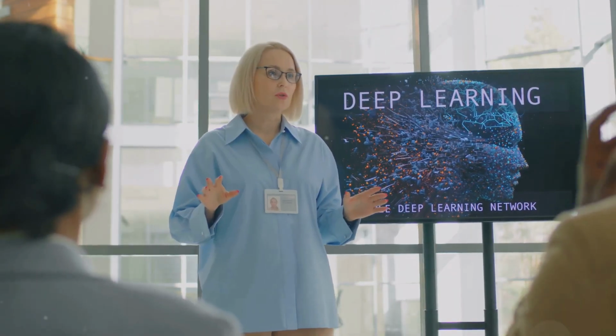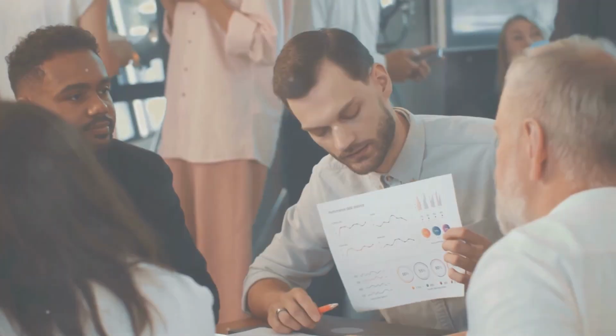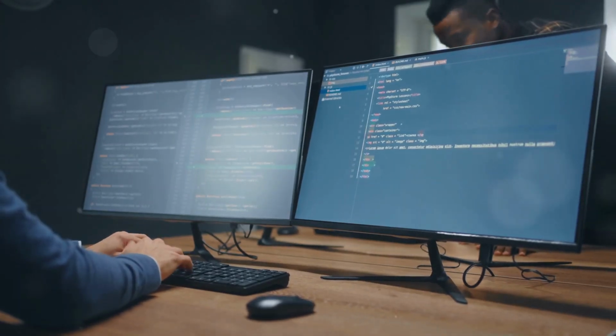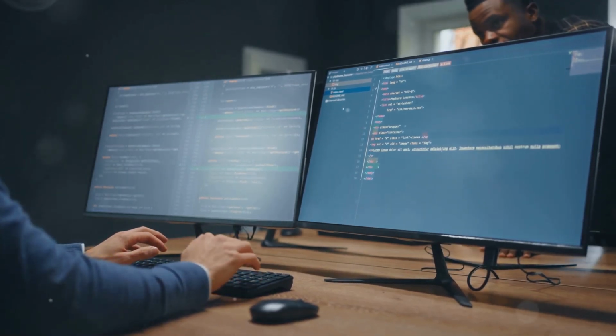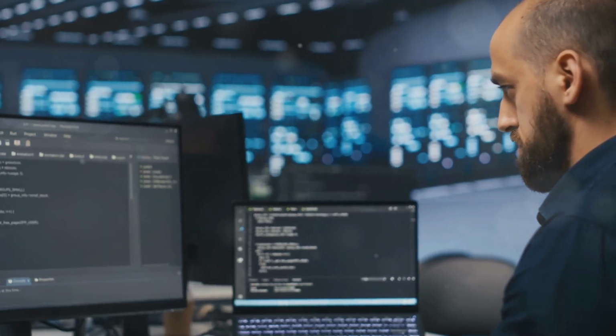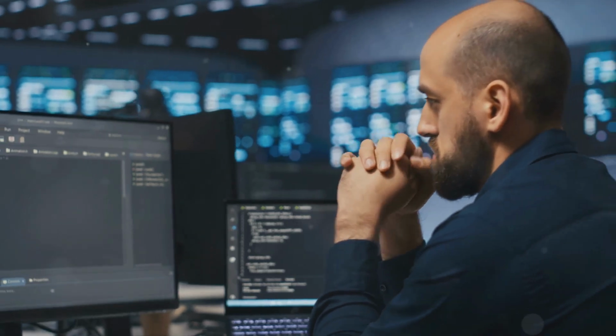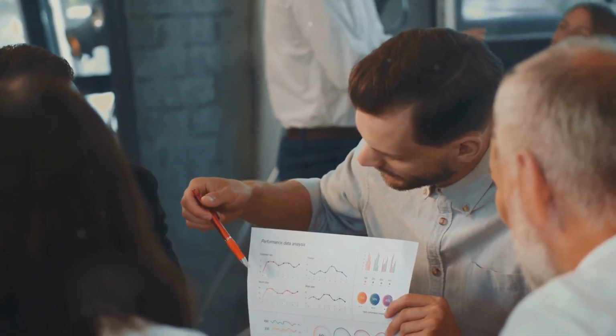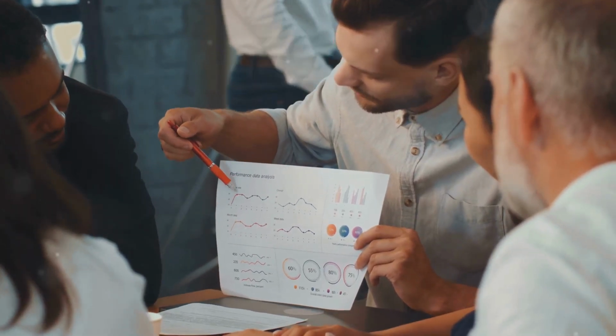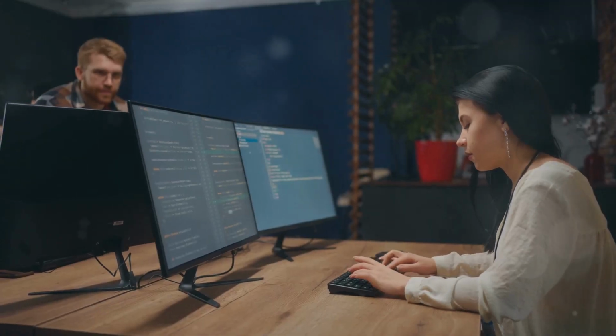Types of cross-validation. K-fold cross-validation: the data is divided into K subsets. The model is then trained on K-1 subsets and validated on the remaining subset. This process is repeated until each subset serves as a test set. Leave-one-out cross-validation, or LOOCV, is an extreme case of K-fold cross-validation, where K equals the number of data points. It's especially useful for small datasets.